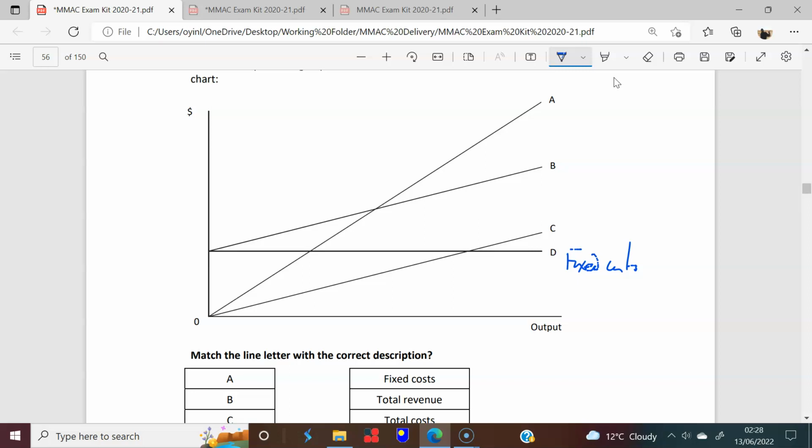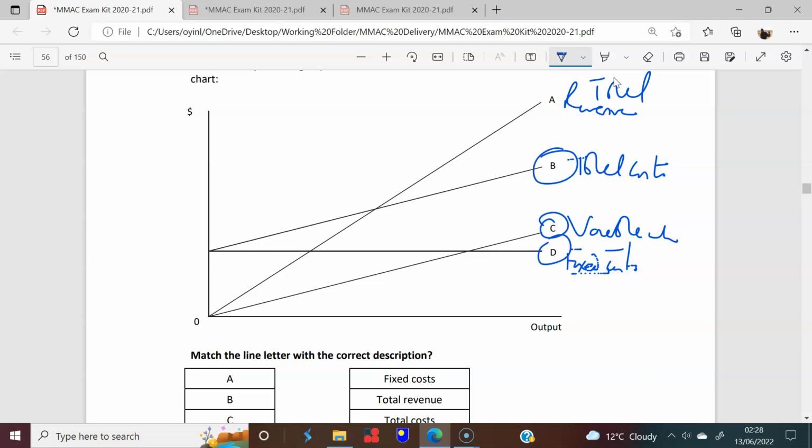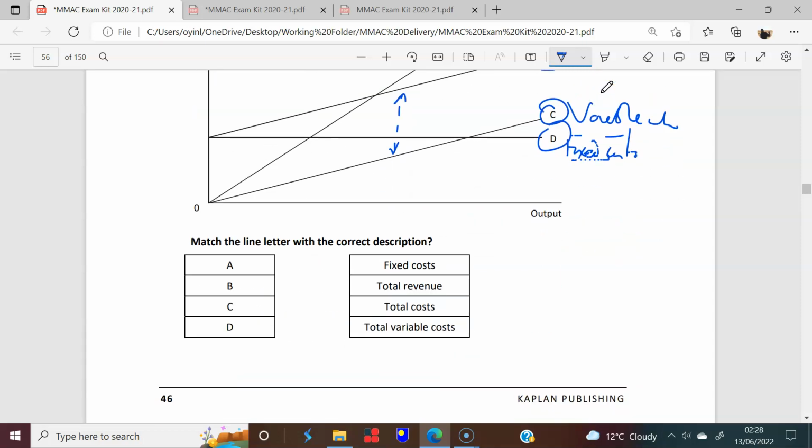Then we have C, which is purely variable costs, literally just from the start. And then A is your total revenue, of course. And then B, of course, is your total costs, composed of your fixed cost and your variable. So you can see that B is really the sum of C and D put together. You can see that distance is the variable cost that's just pushed up for the whole period. And so that's what we're looking at.